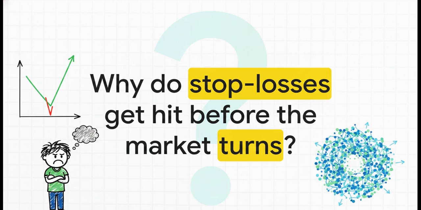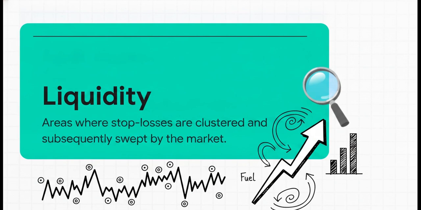It's purely structural. The answer to all that frustration comes down to liquidity. Basically, think of liquidity as specific, obvious areas on a chart, like those glaring swing highs or lows where millions of retail traders have bunched up their stop losses. The market doesn't avoid these zones, it actively hunts them. Why? Because all those stop losses act as the literal fuel, the trading volume, that the market absolutely needs to keep its overall trend going.